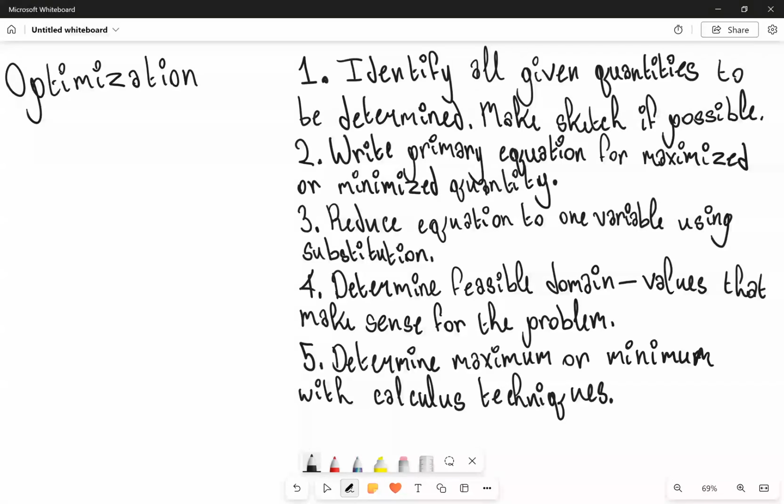Step 3, reduce the equation to one variable using substitution. So when we plugged it into the second equation and solved for one of the variables, that was what that was.